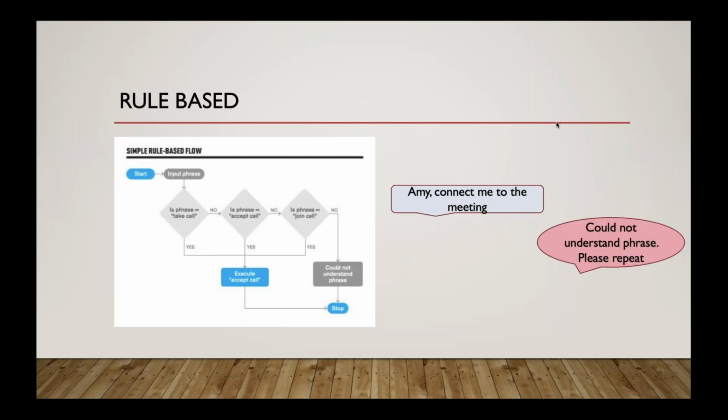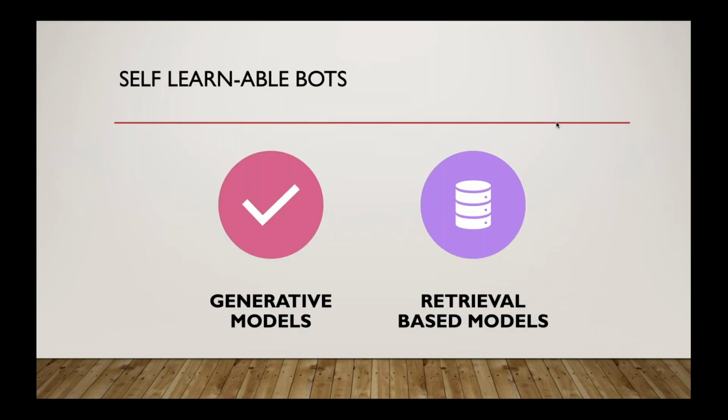So a particular instance is, Amy, connect me to the meeting, right? Whereas you have only trained the bot to understand take call, accept call, and join call. So you need to be precise here, thinking about every single permutation and combination that a customer or a user might ask, and you might have to frame every single question there. So that's one limitation of a rule-based bot, right? That's where the newer systems like generative models and retrieval-based models come into place.